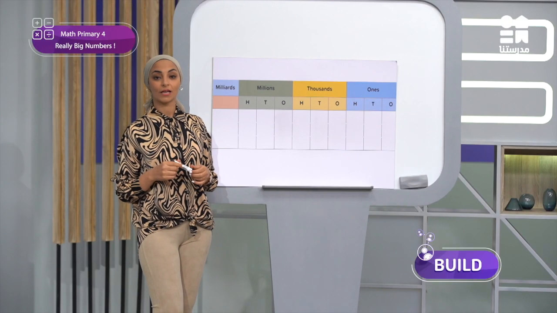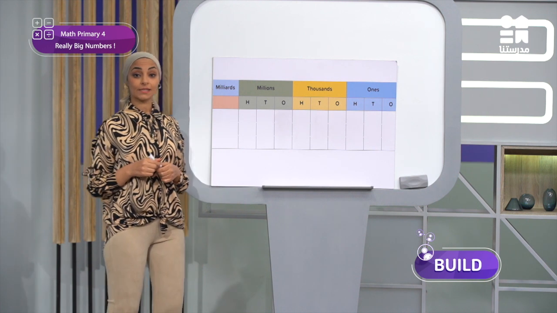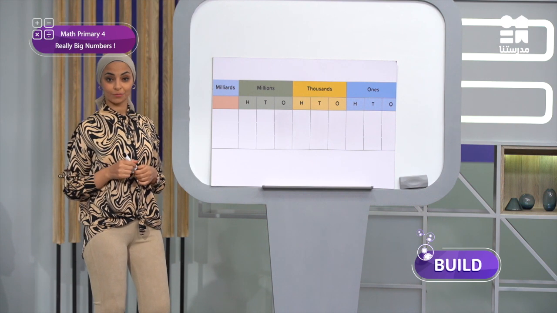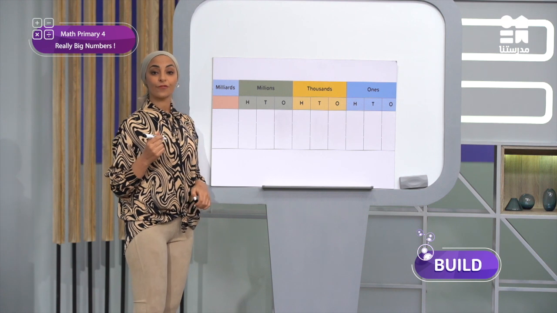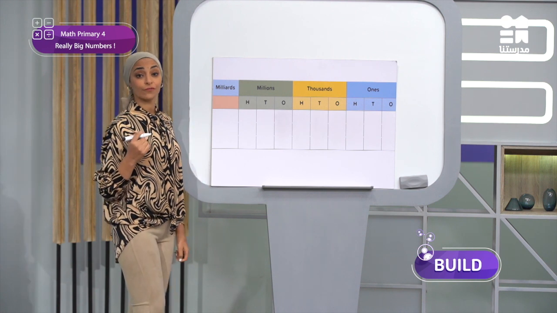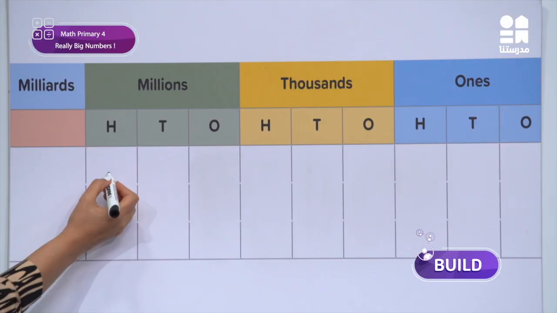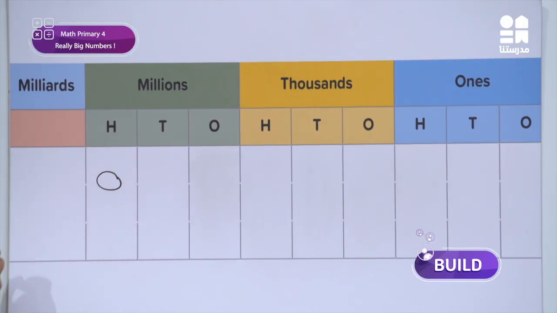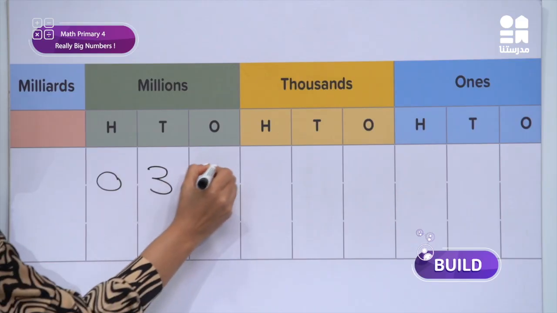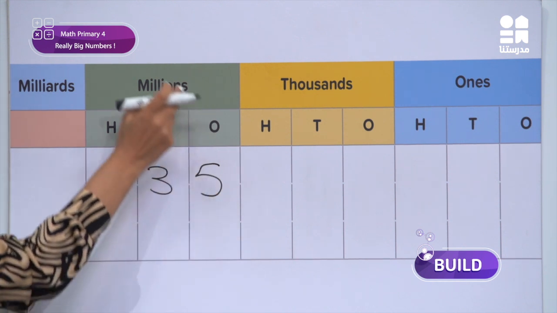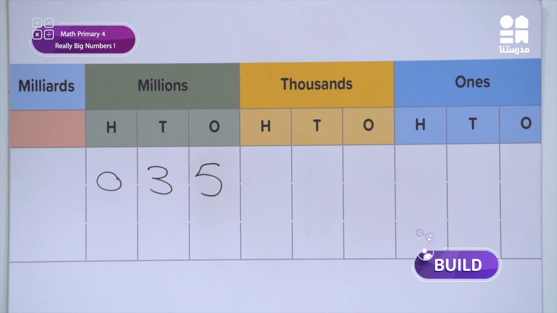In the place value chart, I'll be writing the number, reading it, and you need to repeat after me. Let's start. Okay, now I will write it. 35 million. How can I write 35 million? Shall I write 3 here? No, it is 100, so I will put 0 here. How can I write 35 million? Yes, 35 in the tens and ones place down inside the million house, okay?